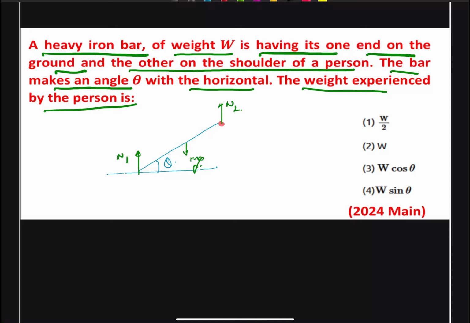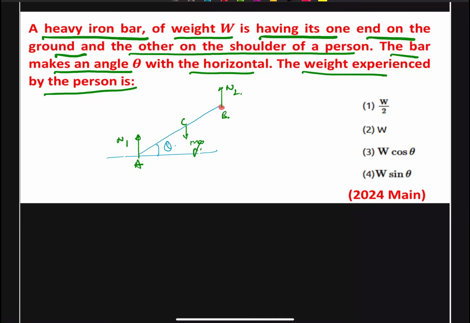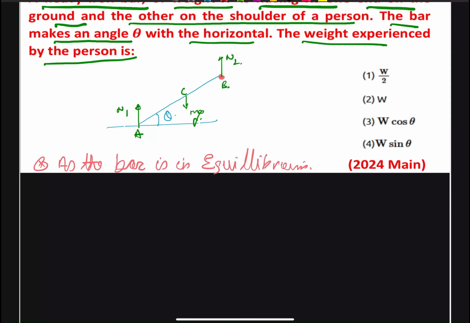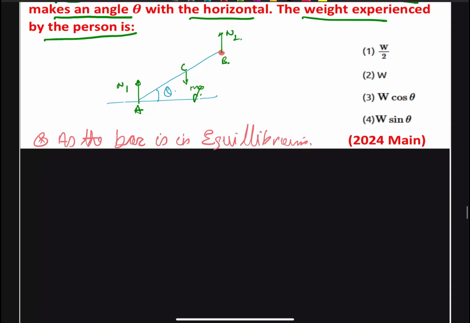And we can make use of... because it says that the rod is balanced, so let us call this point A, this point C, and this point B. So as the bar is in equilibrium, we can balance it with respect to the moments about point A.